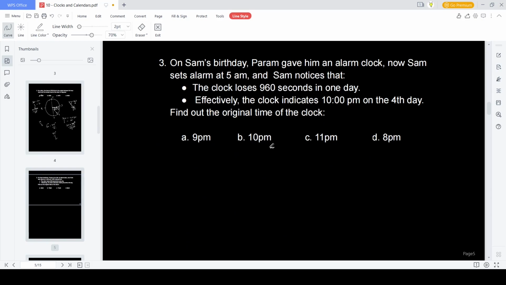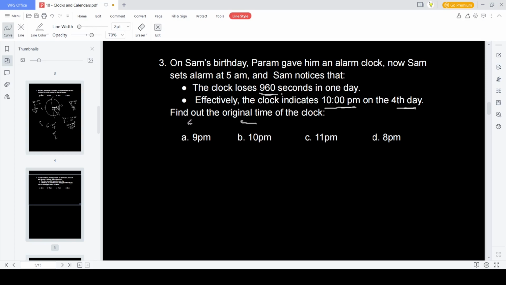Next question. On Sam's birthday, Param gives him an alarm clock. Now Sam sets the alarm at 5 a.m. He notices that the clock loses 960 seconds in one day. Effectively, the clock indicates 10 p.m. on the fourth day. Find out the original time.